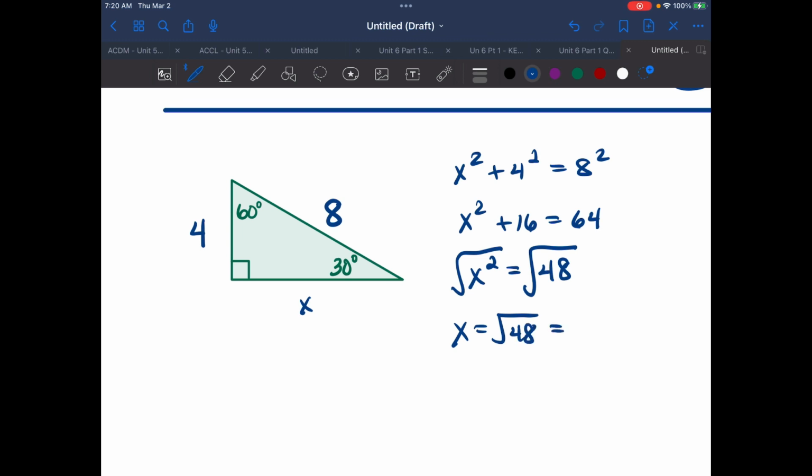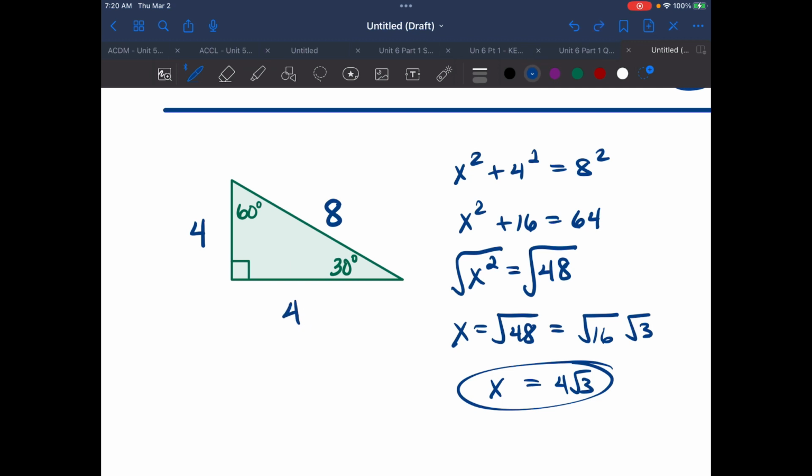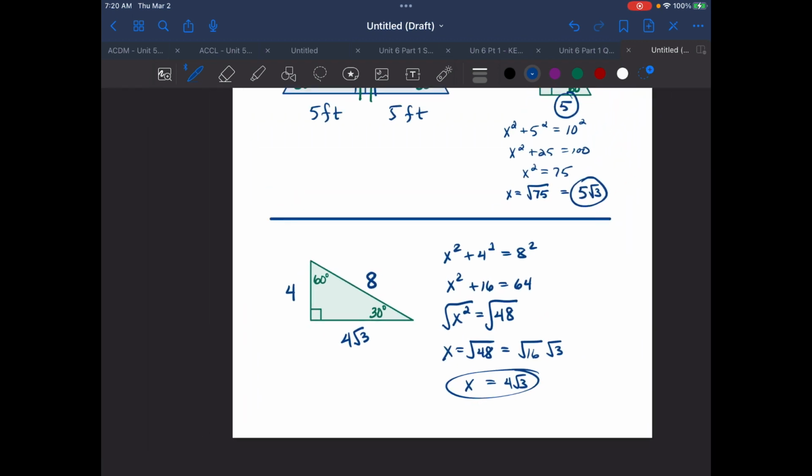Please take a second right now to simplify radical 48, and then let's see what you get. Hopefully we split this up. It could have taken you a few extra steps, but we're going to end up getting 4 radical 3. I'm hoping that we see a pattern here. In the previous triangle, take a look.